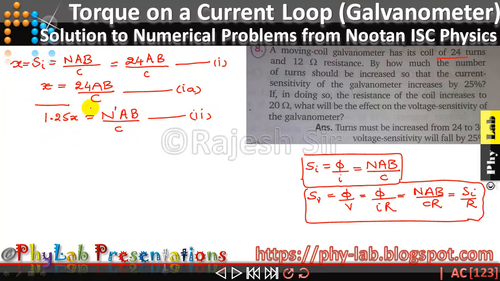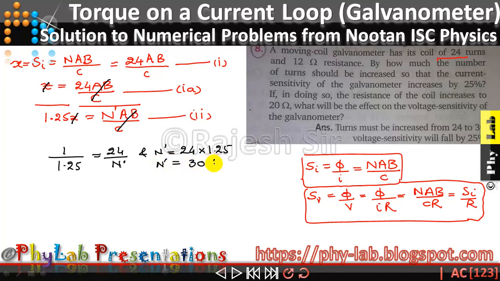So these two equations are there. I'm going to divide these two equations side by side, and once I divide, this x and this x go off, AB by C goes off. So this becomes 1 upon 1.25 is equal to 24 upon N dash. Solving for N dash, it will be equal to 24 into 1.25, which comes out to be 30.